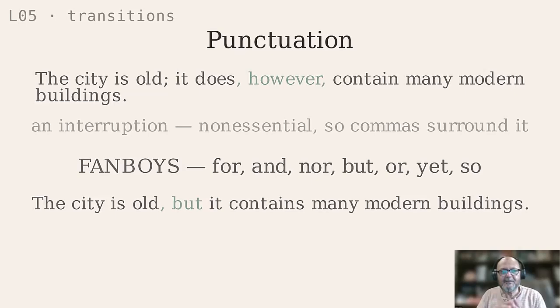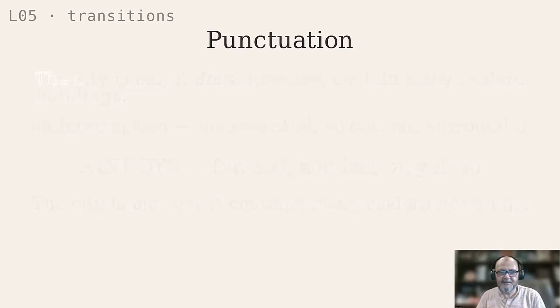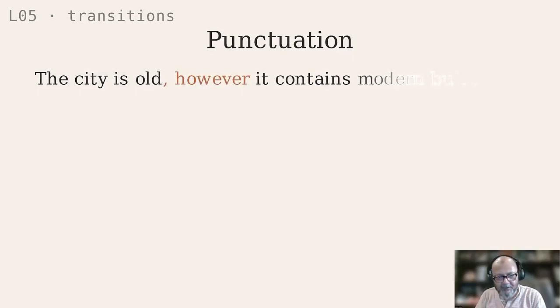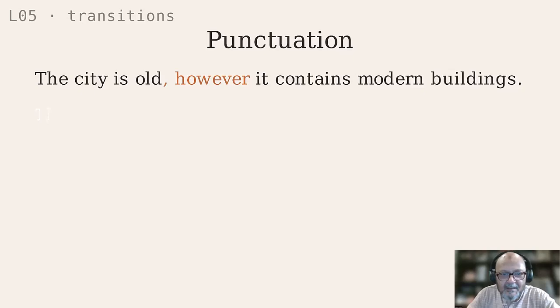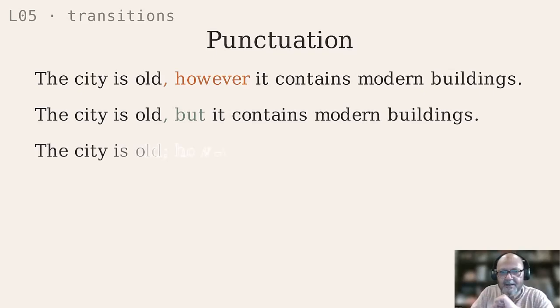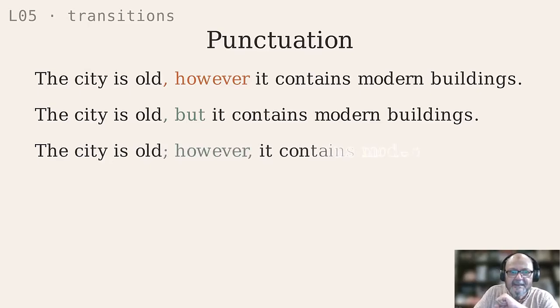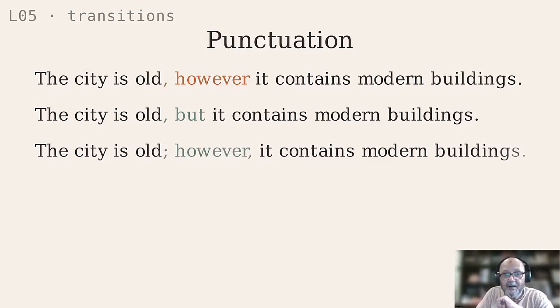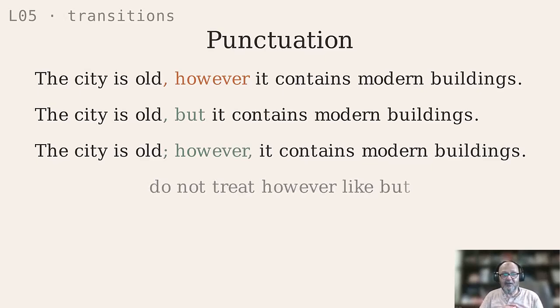Now compare these two patterns. The city is old, comma, but it contains many modern buildings. Okay. And the city is old, semicolon, however, comma, it contains many modern buildings. Do not treat however like but. Okay, this sentence is incorrect. The city is old, however, it contains many modern buildings. This sentence is correct. The city is old, but it contains many modern buildings. And this sentence is also correct, right? The city is old, semicolon, however, comma, it contains many modern buildings.